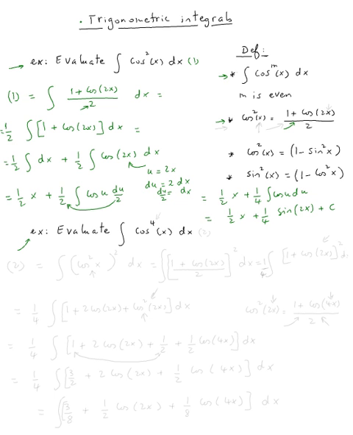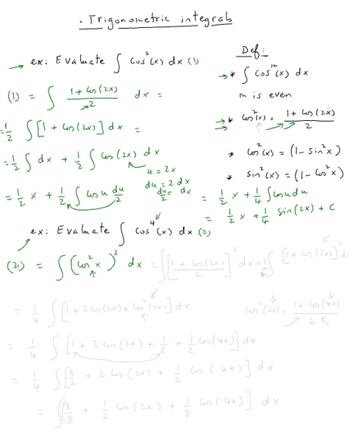So let's do the second example. The second example is just a little bit harder, but it's the same thing. Since 4 is even, we still have to use the half angle identity. But before we do that, let's call this 2. So 2 will be equal to the integral of cosine to the 4th, which means cosine squared, squared.